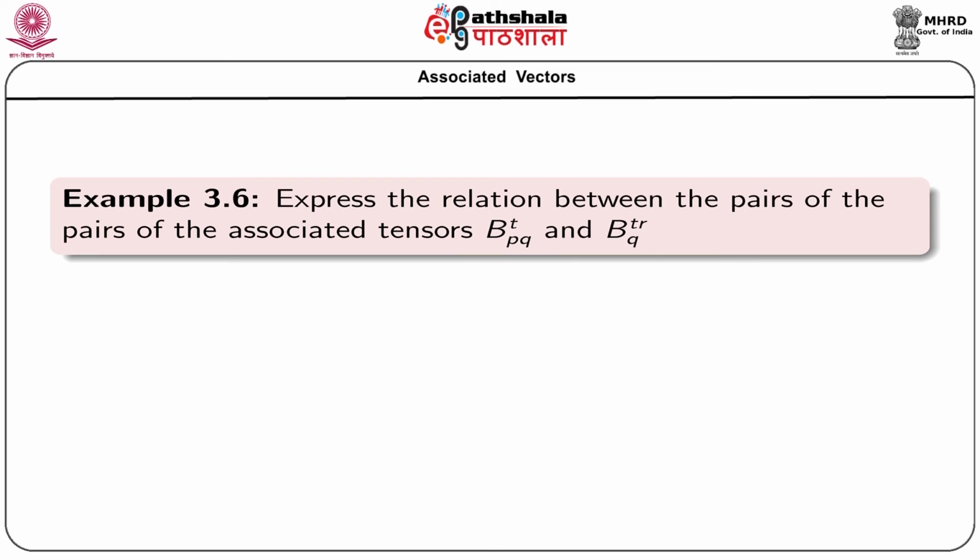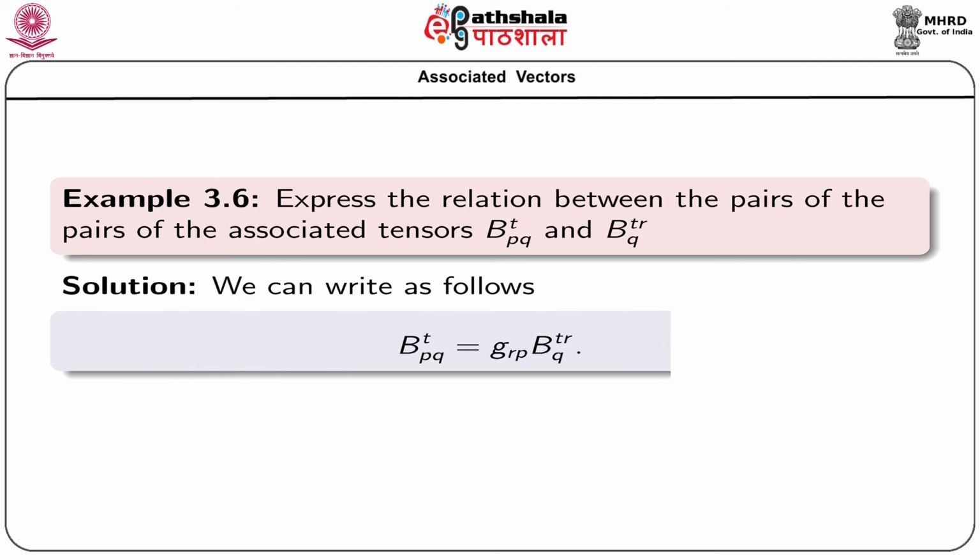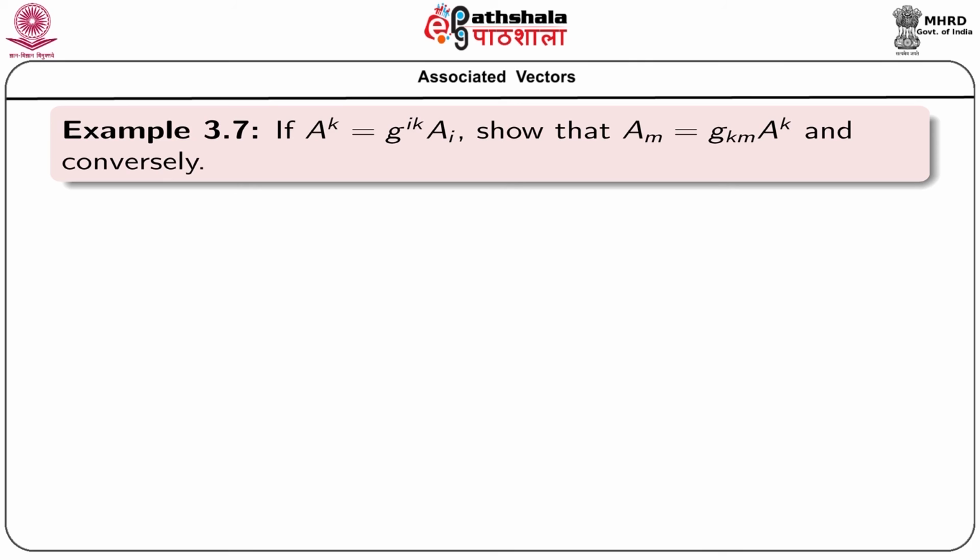Now, let us see the relation between the pairs of the associated tensors B_{tpq} and B_{trq}. So, B_{tpq} can be expressed in this form g^{rp} B_{trq}, so inner product of g^{rp} and B_{trq}. Now, we see another example: if A_k = g^{ik} A_i, then the associated vector A_m will be g_km A^k, and conversely.